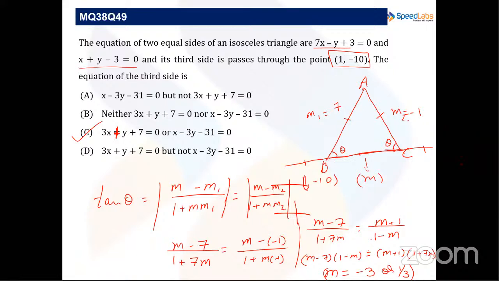So what you have to take care about is this formula of slope. If we are having the slopes m1 and m2 and the angle between the two lines is theta, then tan theta is mod of (m1 minus m2) upon (1 plus m1 m2), and we are having m here, so (m minus m1) upon (1 plus m into m1).